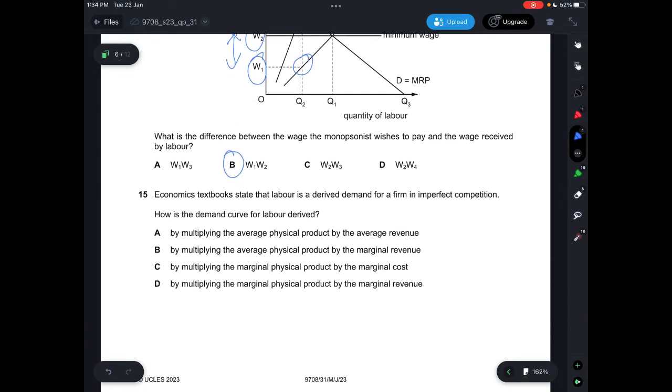Question 15, economics textbooks state that labor is a derived demand for a firm in imperfect competition. And how is the demand curve for labor derived? That would be your MPP times your MR. So that would be this times this, because that's how the demand curve for labor is derived. And so the answer would have to be D.